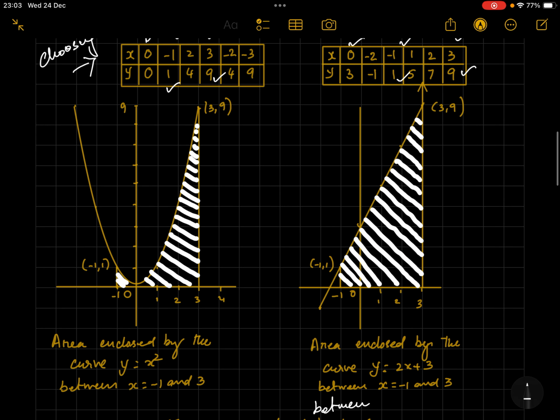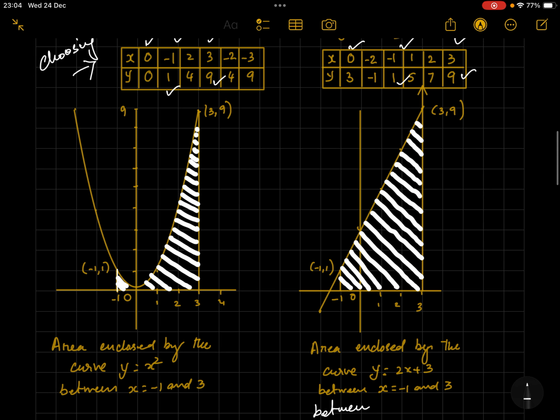Having known that minus 1 and 3 are the limits of the integral, just draw one vertical line from minus 1 till the curve. Similarly from 3, go on drawing till it touches the curve, and the region between the x-axis and the curve is the area enclosed by the respective curves.